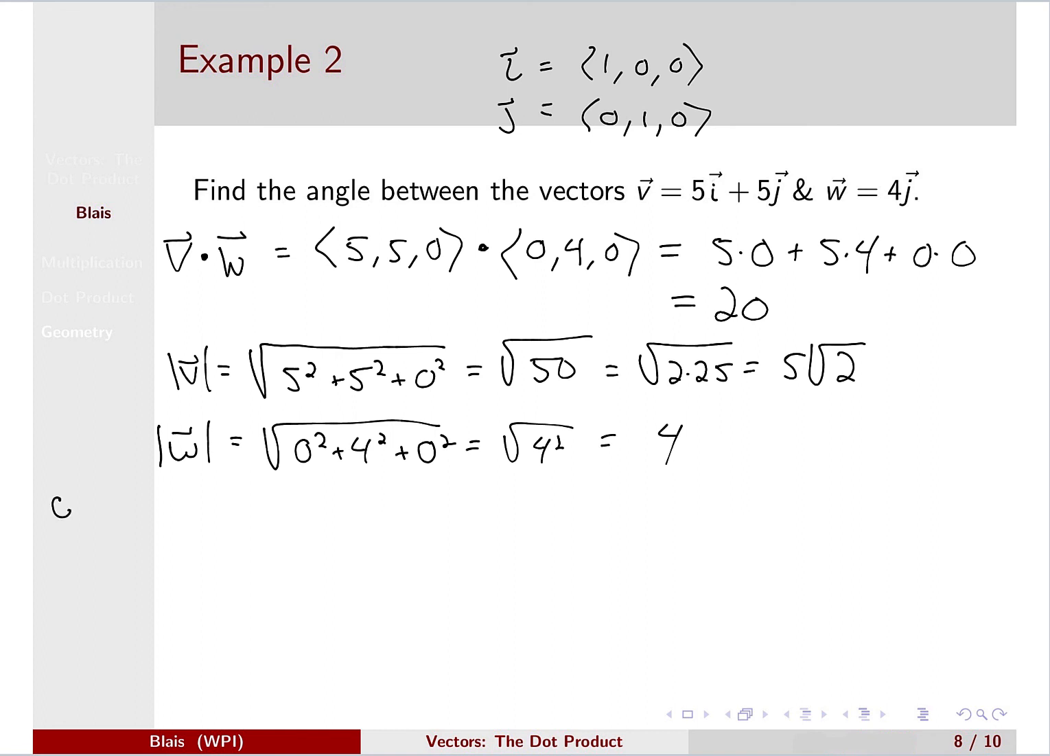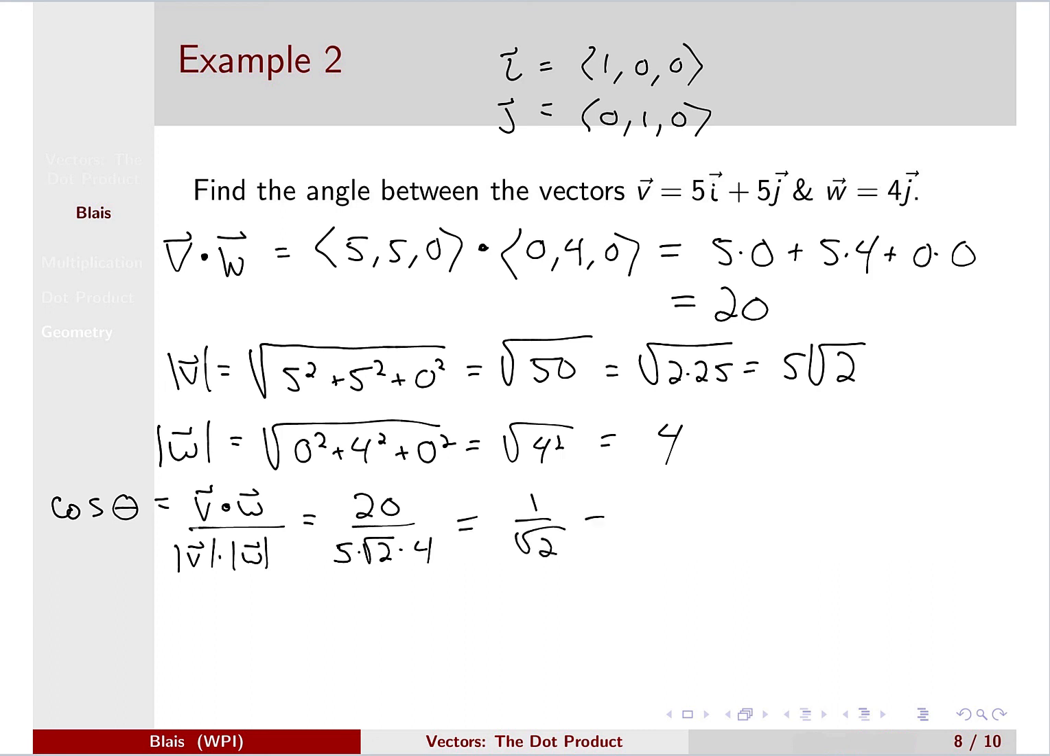Using our formula that cosine of theta is V dot W over the product of their lengths, gives us the dot product was 20. The magnitude of V, 5 root 2, and the magnitude of W was 4. This is, of course, 1 over root 2, or root 2 over 2.